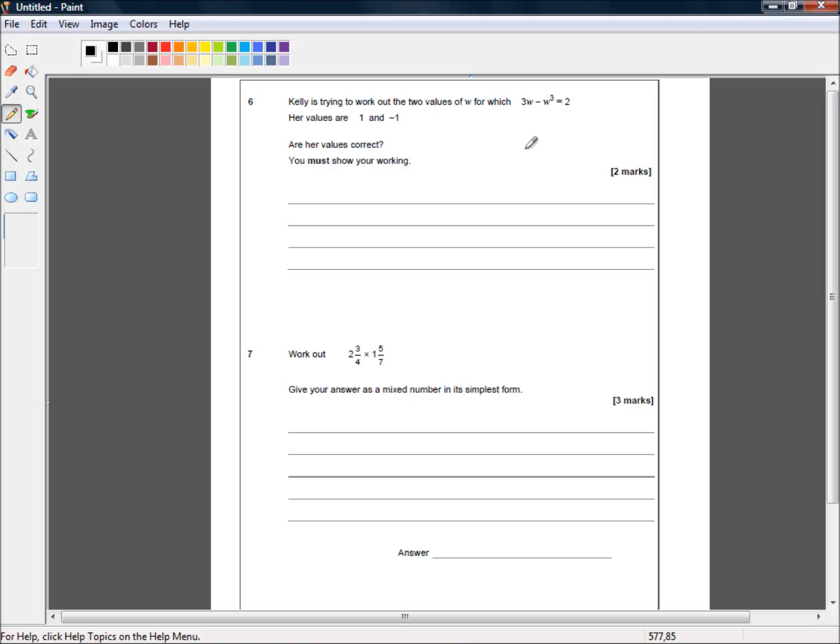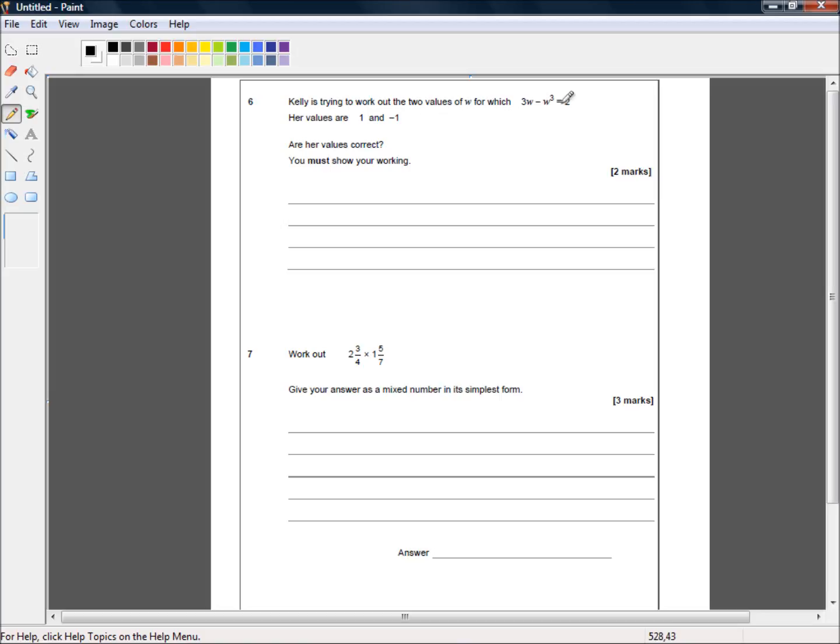Okay, the key here is not to panic and look at that cubed and think, oh my goodness, I can't remember how to do cubic polynomials. All you have to do is plug in the values that the examiner has given you and see if those values are correct. You're not trying to solve it, you're just trying to work out whether or not the answers are right. Remember that algebra is simply letter substitution, and you can substitute these numbers into this function and get your answer.